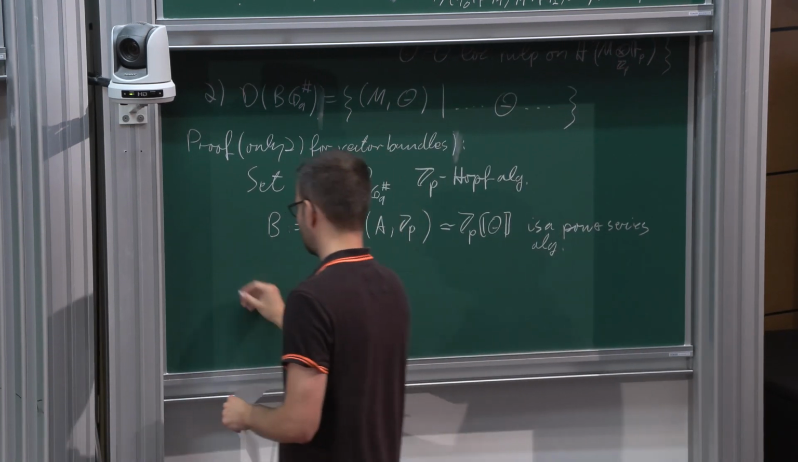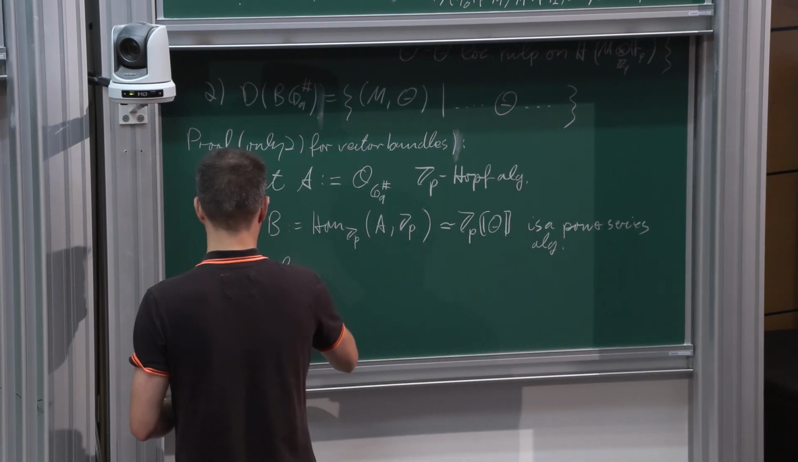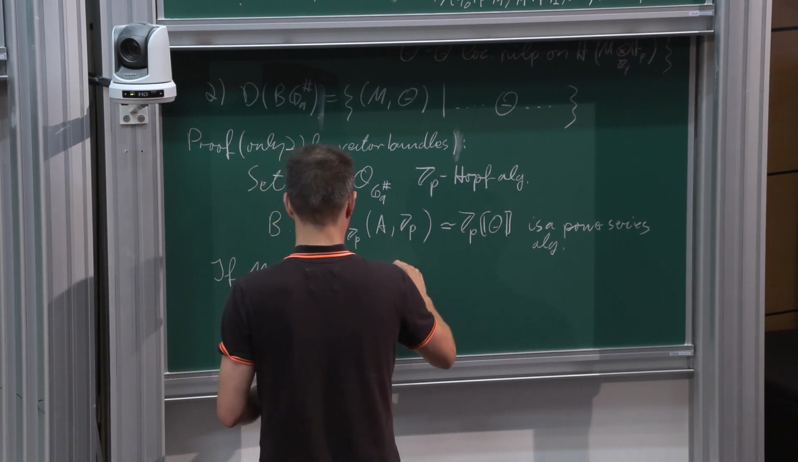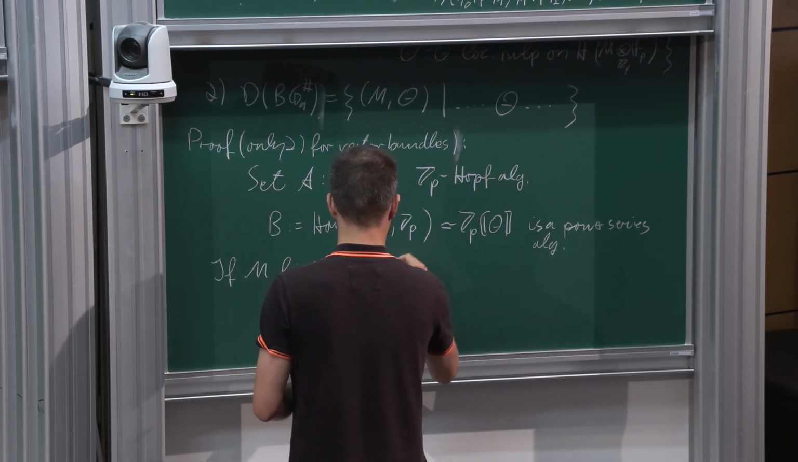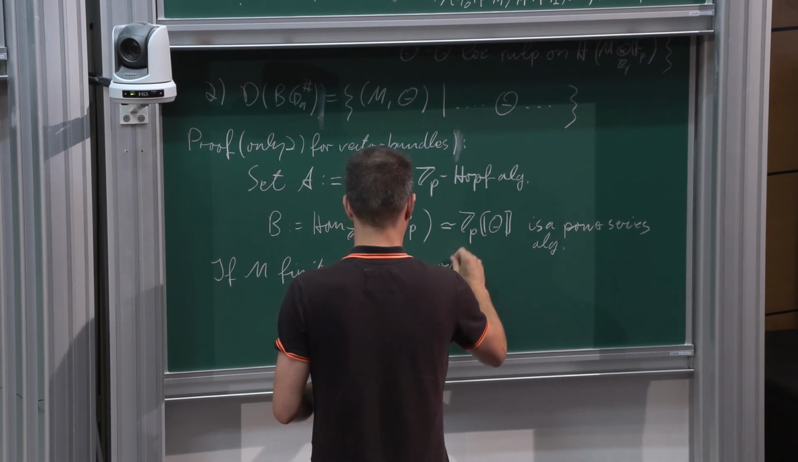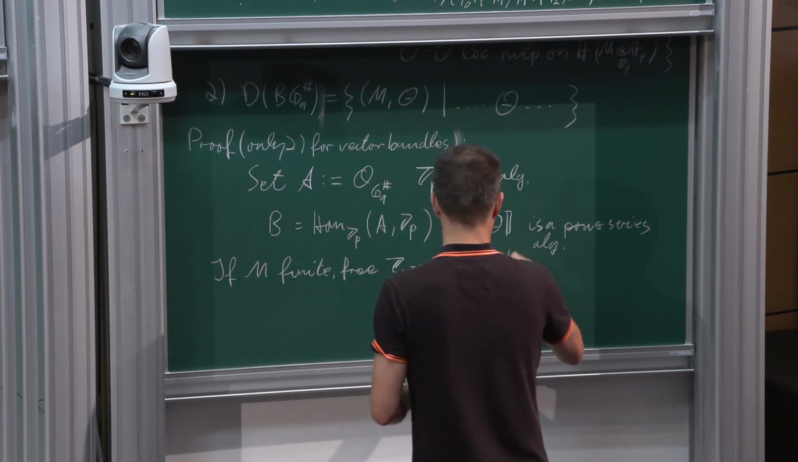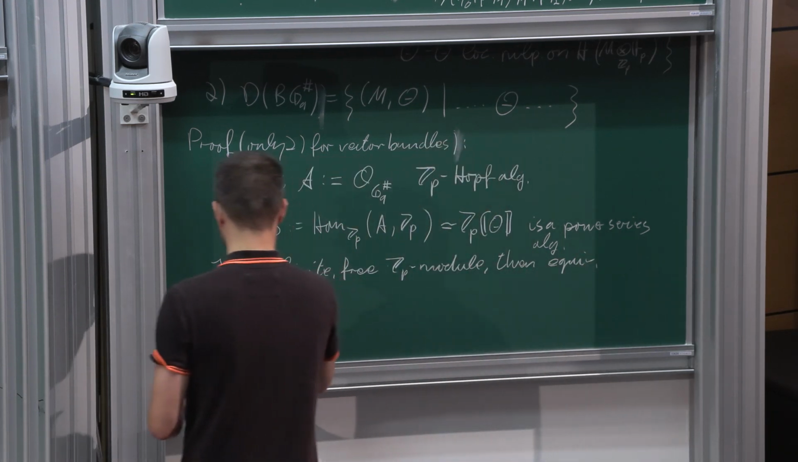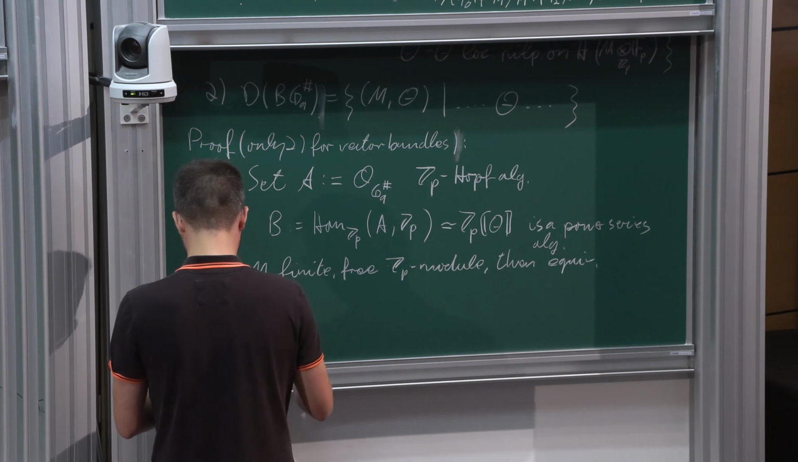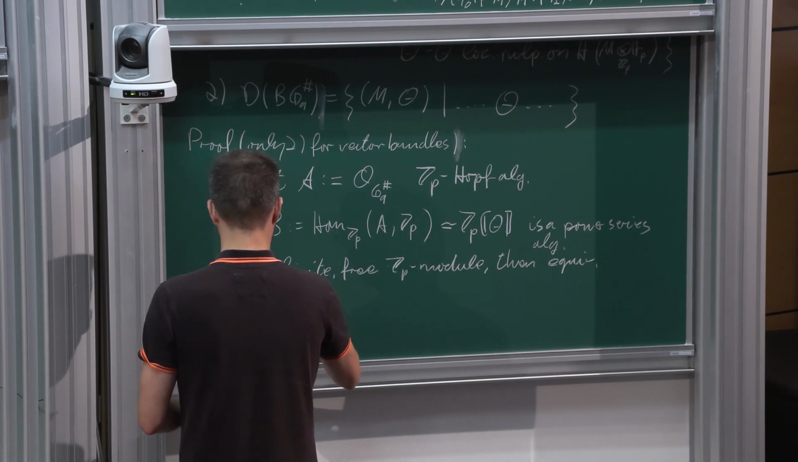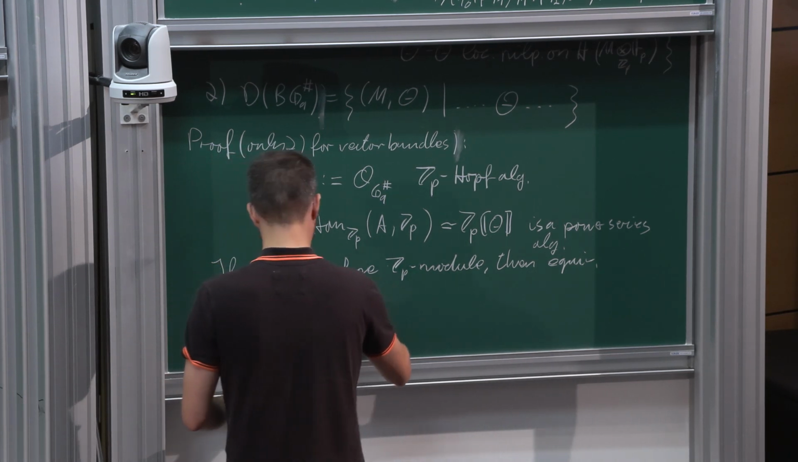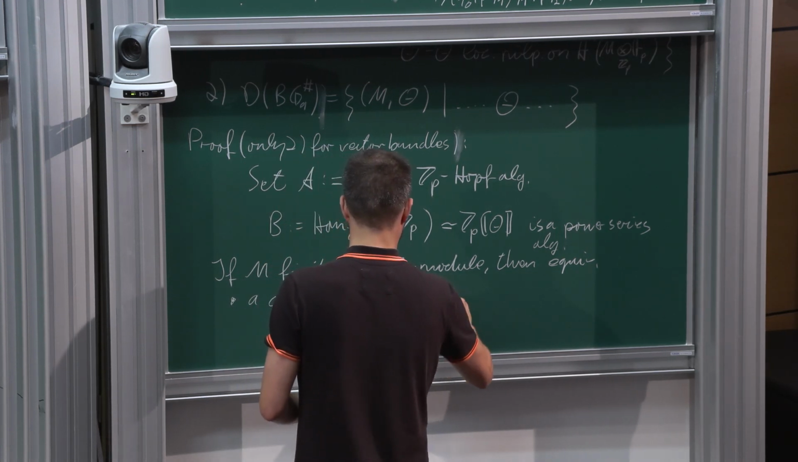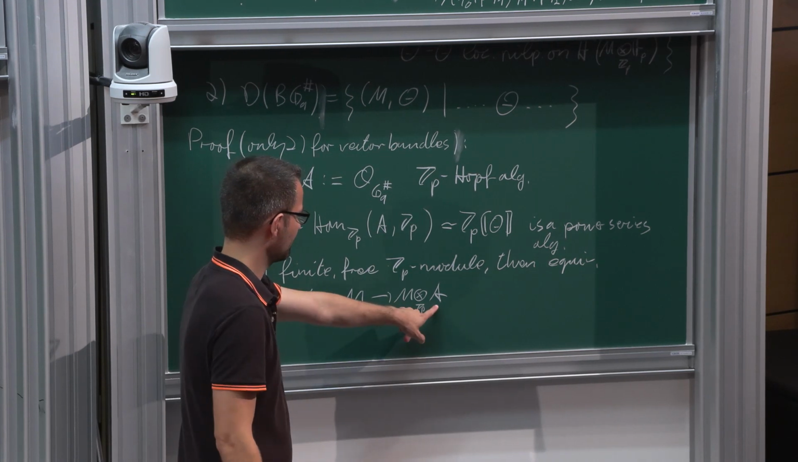Now if M is a finite free module over Z_p, then the following are equivalent, namely to give a coaction via this Hopf algebra A.